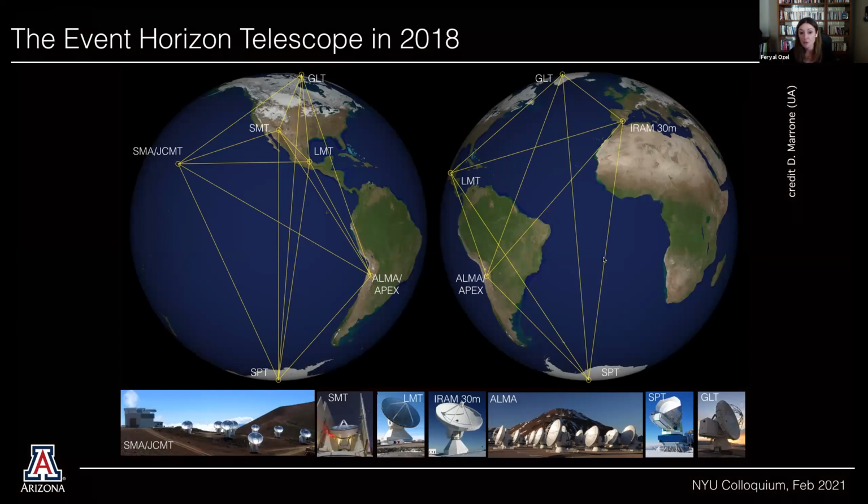This is the array in 2018. Since then, we have been able to add 2 more telescopes. But this is a network of telescopes that's literally spanning the globe, doing observations at 1.3 millimeters, recording the data. And the key aspect of this is that we record the data from these various stations at the same time in order to employ a technique called very long baseline interferometry.